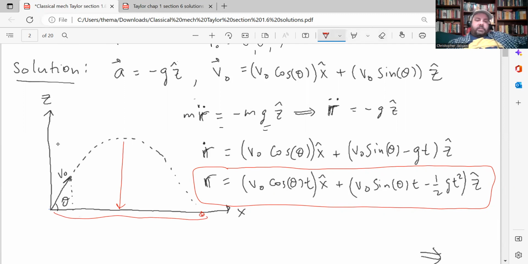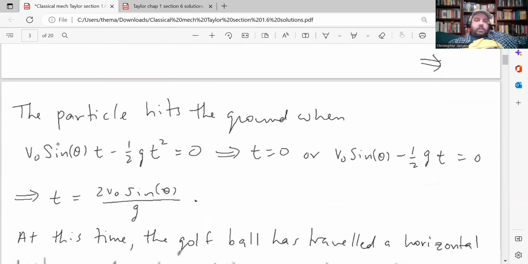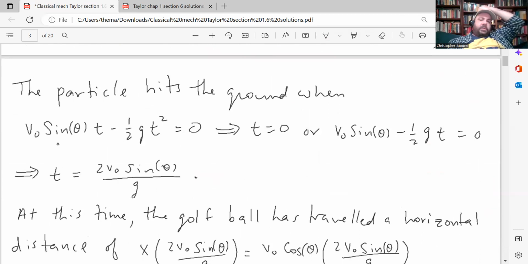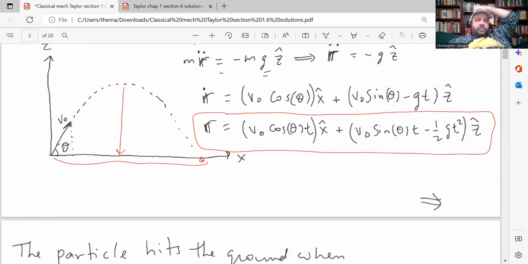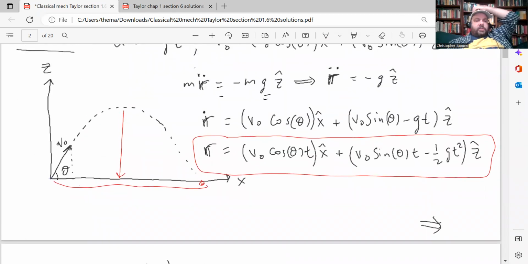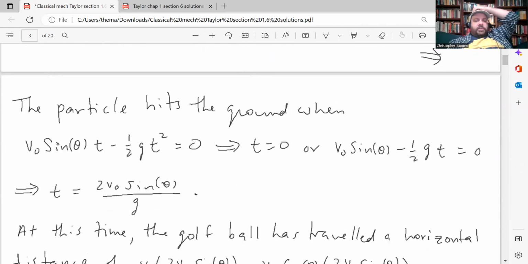So we're going to find the time first. All right, the particle hits the ground when the z component, because that's the up and down direction, is 0. So you set the z component of the function that we just found equal to 0. So we get v0 sine theta t minus 1/2 g t squared equals 0.